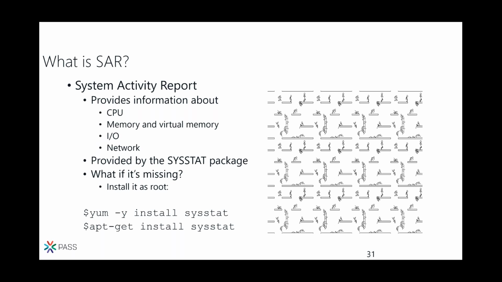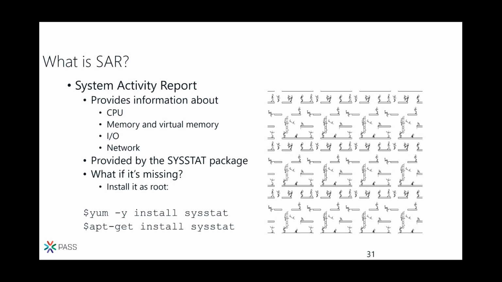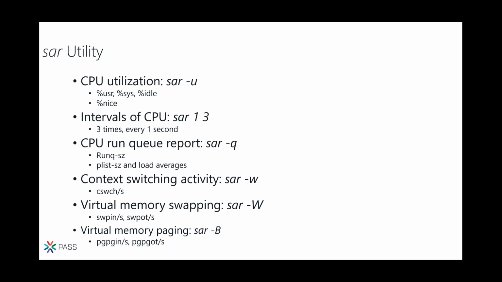And the SAR utility, the way that you can do this is, like, we want to look at CPU utilization. We would just type in sar -u. It'll give us very clear information about what's being used, what the system is using, how much is idle. It gives us a nice average on it. We can look at the intervals of the CPU. We would do sar 1 3. So it would show us 3 times, and it'd give us 1 second intervals on it.